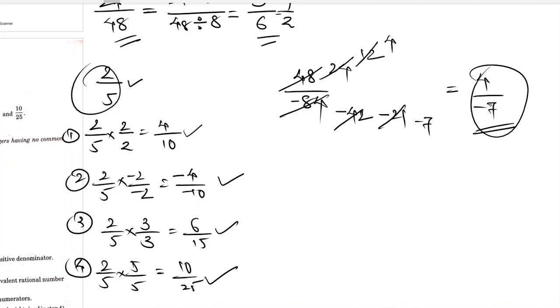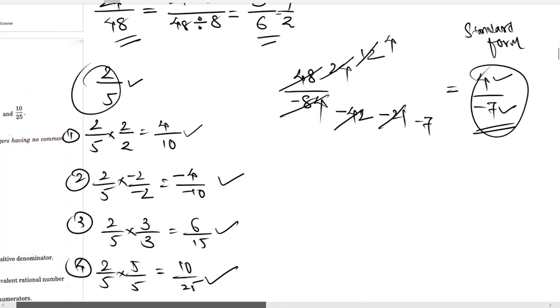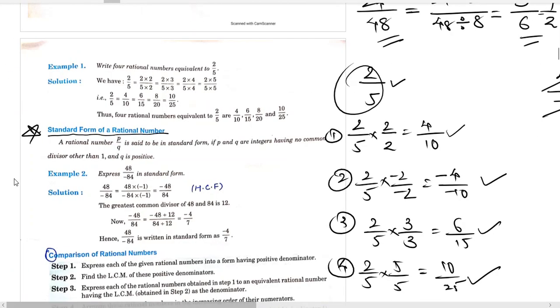So 4 upon minus 7 is the final answer. This is the rational number in standard form. Why standard form? Because 4 and 7 both are co-prime integers. They don't have any other common factor other than 1. That's why this rational number is in its lowest term or is said to be in its standard form. Okay.